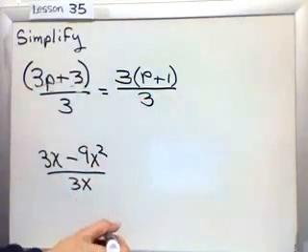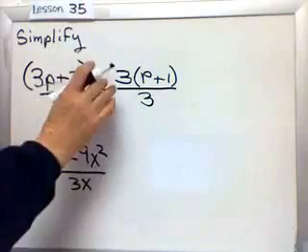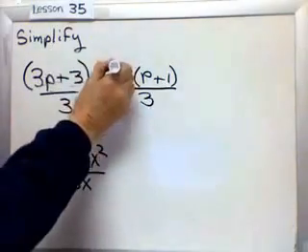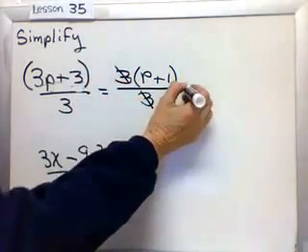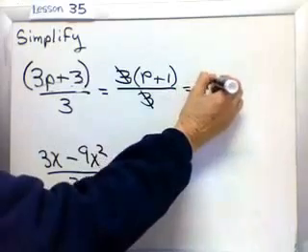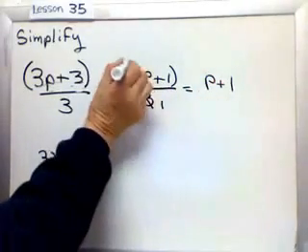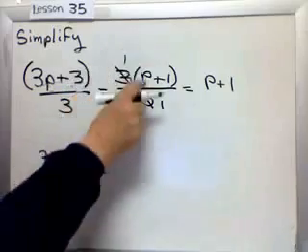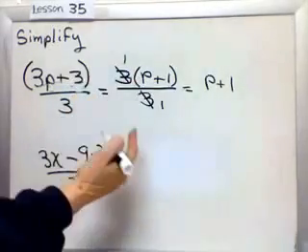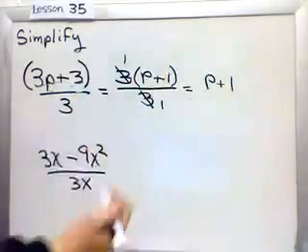Now, do you see something that can reduce as long as the top is all multiply there? Now I can reduce this 3 with this 3. And final answer, p plus 1. You could put it over 1 if you want, because this is a 1 and this is a 1. But 1 times p plus 1 is p plus 1, and anything over 1 is itself.